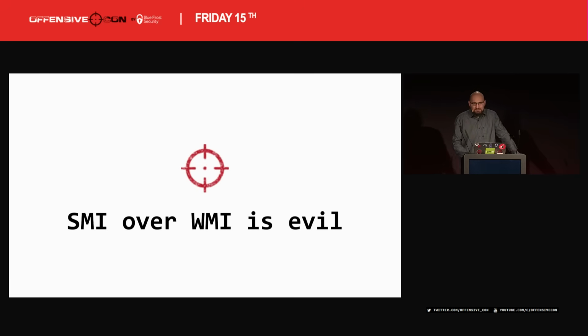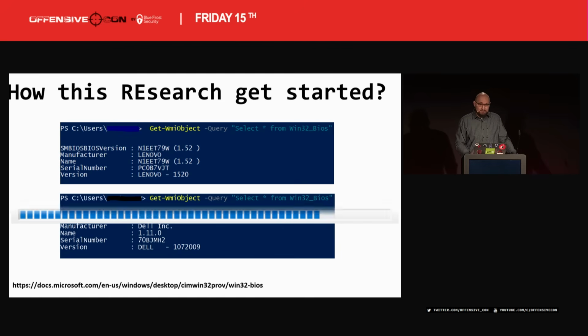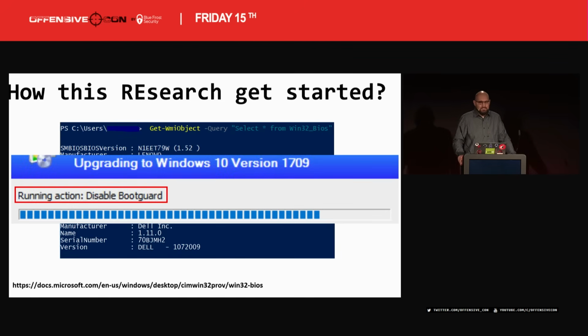So let's move to more interesting stuff. We learned something about the hardware root of trust, and now we'll see examples of how it can be broken. This is how the research got started. You can get some WMI information over ACPI, which usually has some simple stuff like the BIOS version, but one day I got this message while upgrading my Windows 10, and it was running an action disabling the Boot Guard. Cool, right?